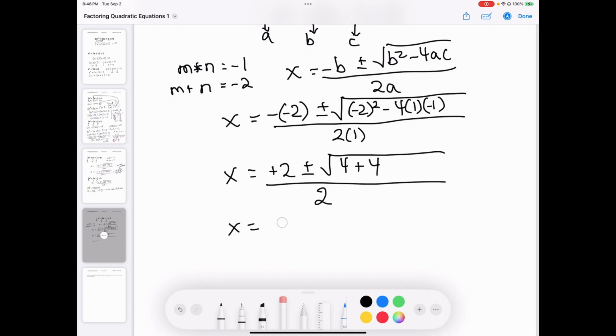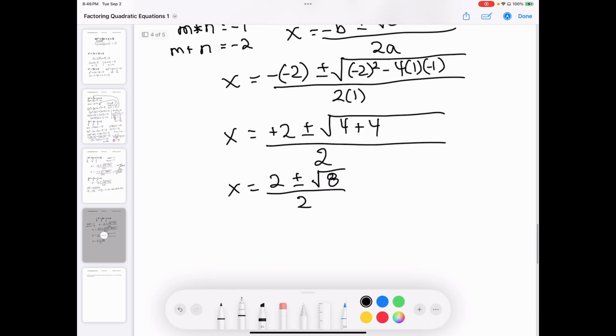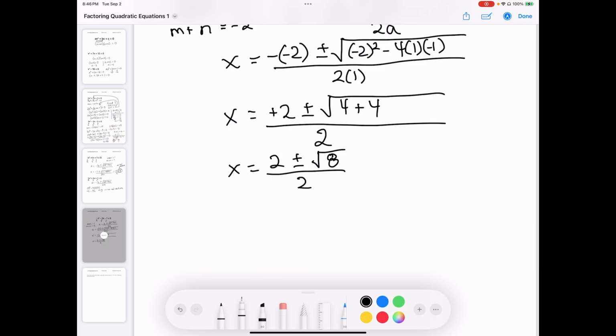And I don't need to write the positive. Okay, and then we have square root of 8, positive 8. In this scenario, the discriminant, the b squared minus 4ac term, is greater than 0. So there are real solutions. If we simplify this, let's separate these into two fractions, because I have just one value in the denominator, so I can rewrite this as 2 over 2 plus or minus square root of 8 divided by 2.